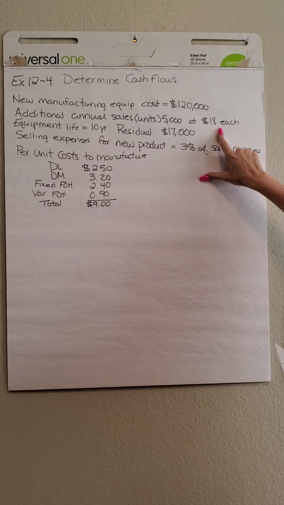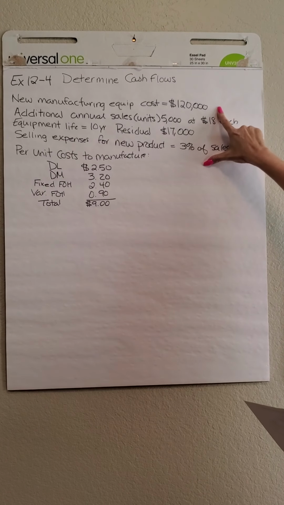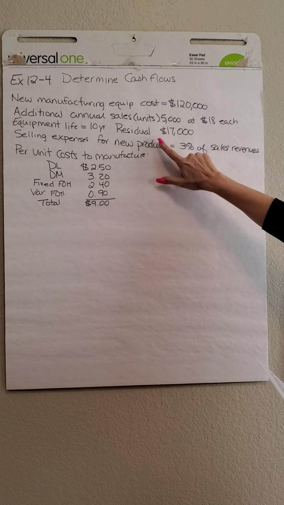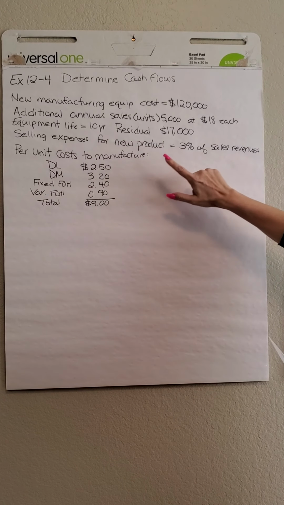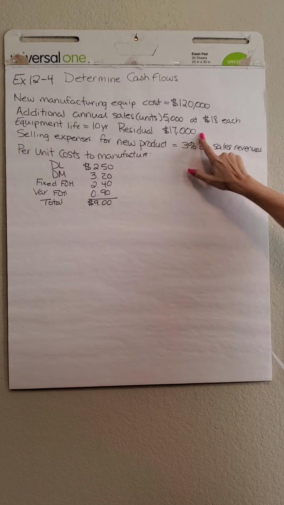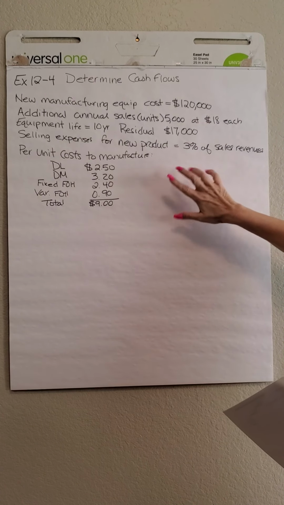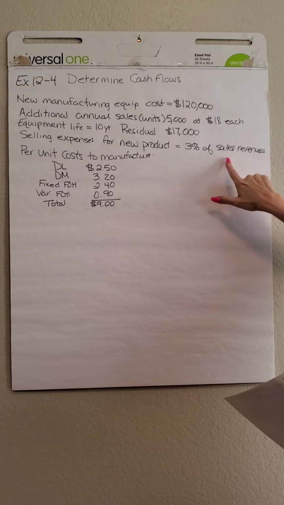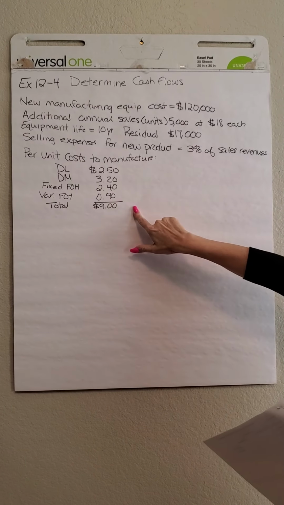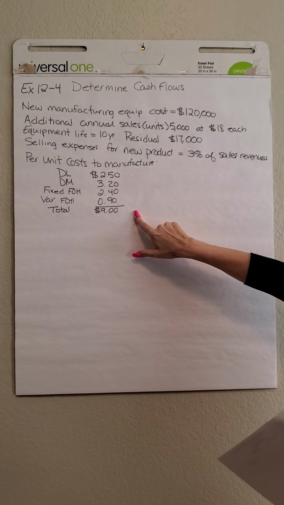The new manufacturing cost will be $120,000. The equipment life is 10 years, and there's a residual value estimated of $17,000. They also tell us that selling expenses for this new product will equal 3% of the sales revenue. And then here are our per unit costs to manufacture.